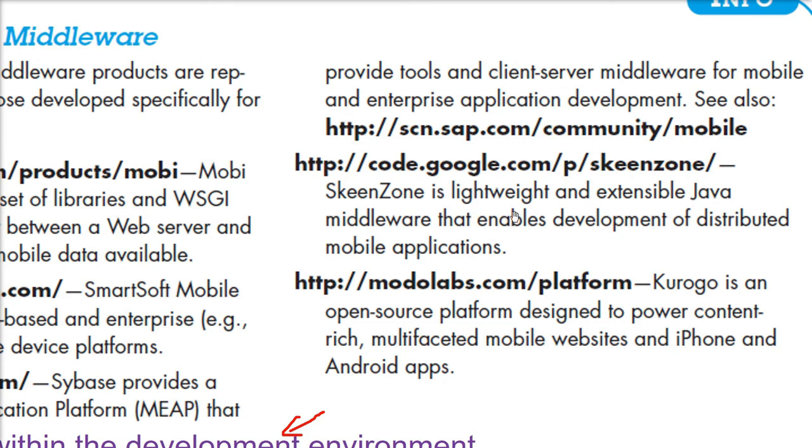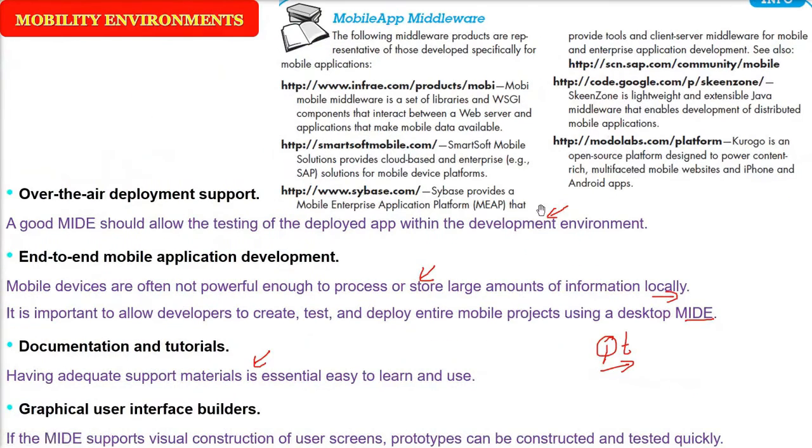Along with this, we have modolabs.com. Kurogo is a very popular open source platform designed to power content-rich, multifaceted mobile websites and iPhone and Android apps. There are middlewares which are required while developing mobile apps, and these are the ways you can get them.